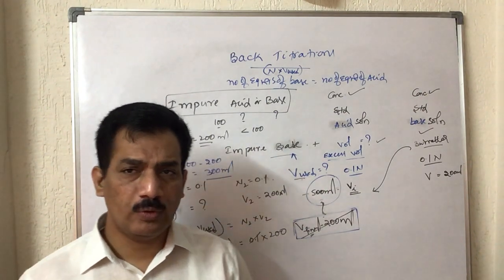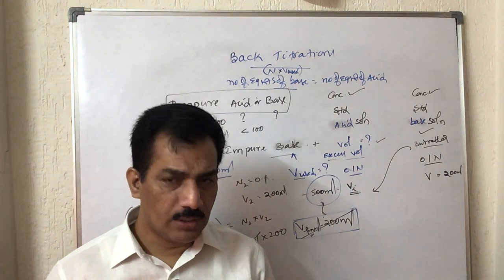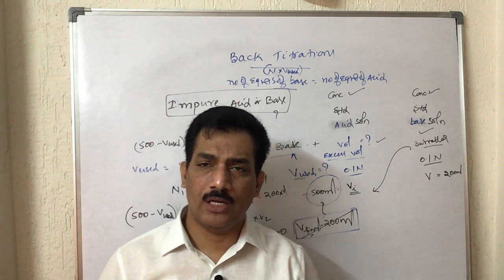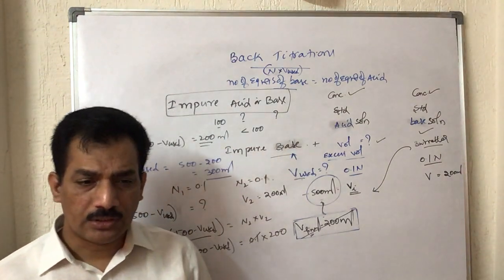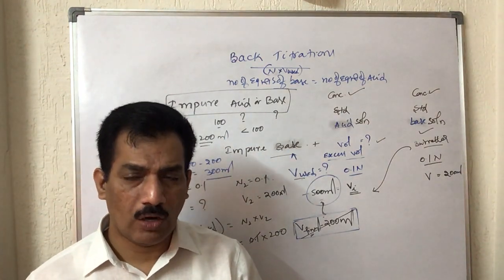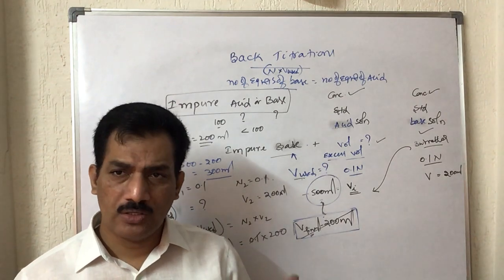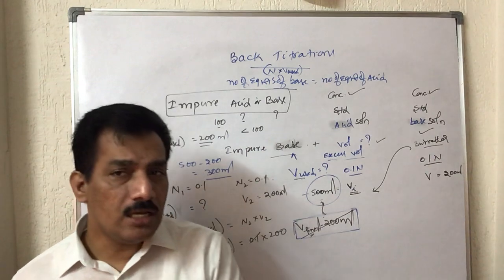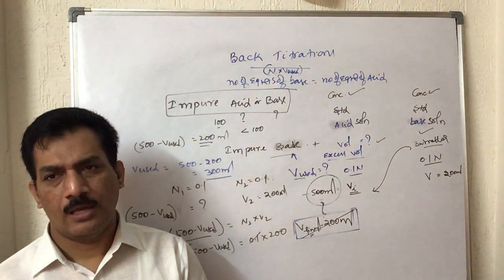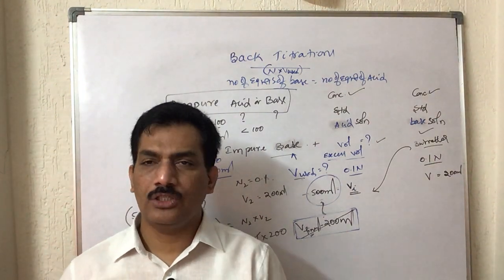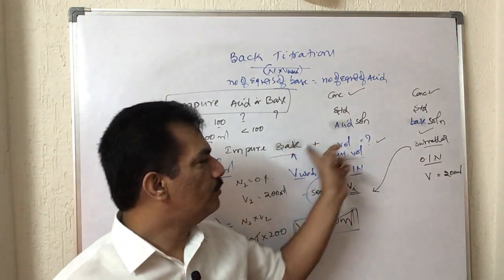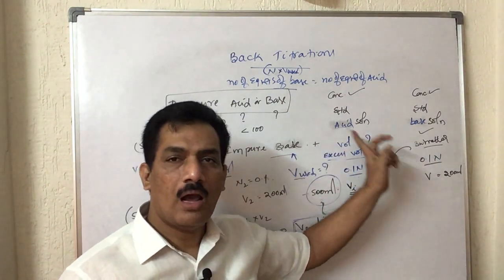What is the volume of the basic or acidic solution used for the complete neutralization of the given compound? For that purpose, instead of directly finding the volume of that acid or base used for complete neutralization, we are going for the remaining volume of that solution. And during calculation of that remaining volume, again we are taking the base for acid or acid for base.